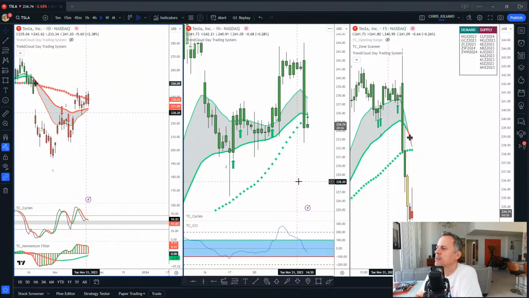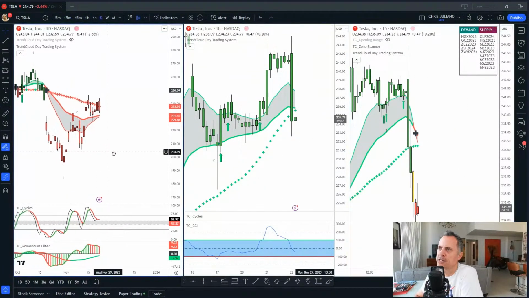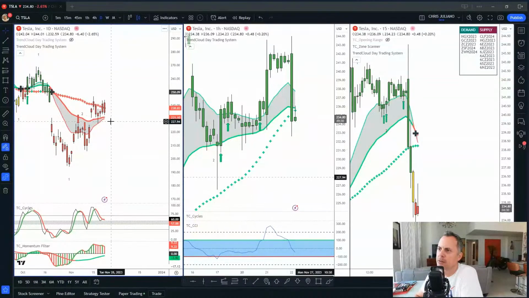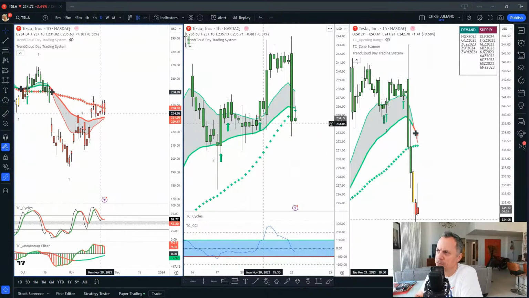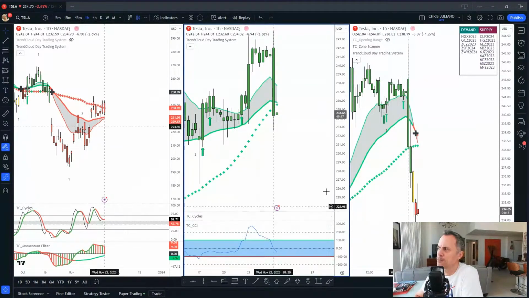And 1 hour. So when we take a look at Tesla right now, high time frame, down, right? Cycling down, momentum is down. Middle time frame is up. Okay, so we've got mixed signals here, and the trend is still up.